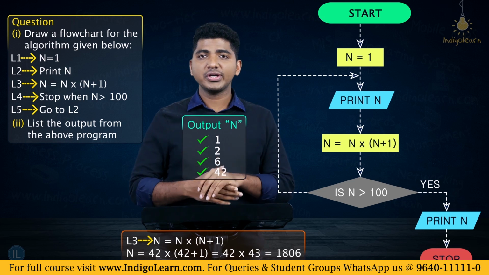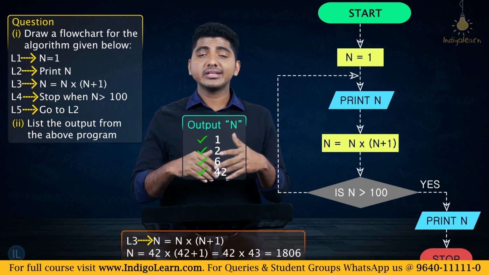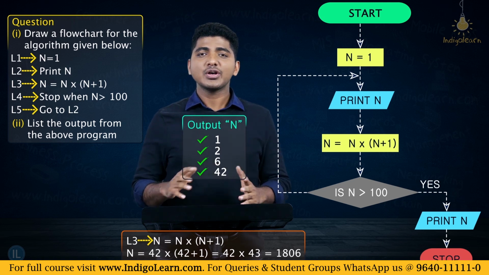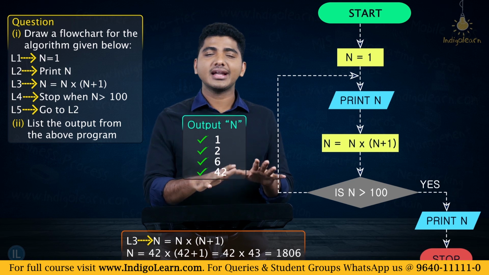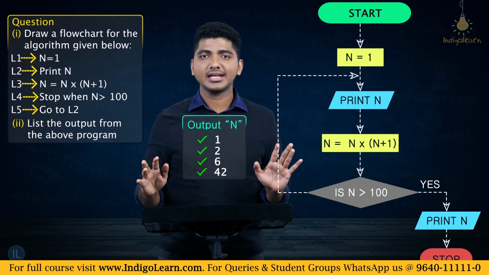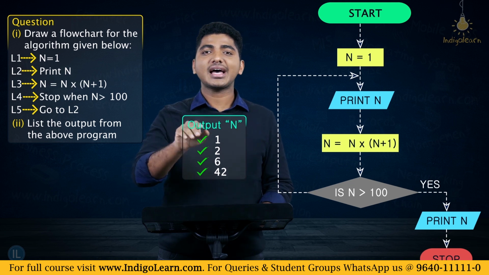What is the answer we are going to get? So it is 1806. Is it greater than 100? Definitely it is. So are you going to go back and print n? No. The moment it exceeds 100, you are supposed to stop. So now what is the output? 1, 2, 6 and 42.